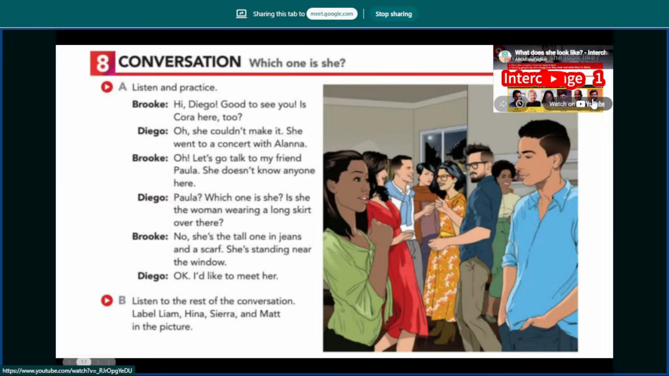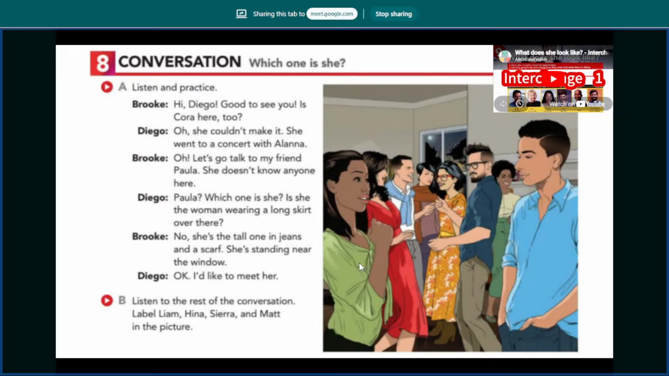Where is Liam? Liam is... gray pants, white shirt. He's wearing gray pants and a white shirt. Okay, gray pants and white shirt. So this one? Yes. Okay, very good. Next. Hina, long dress and wearing glasses and talking to Liam. This one? Yes. Very good.